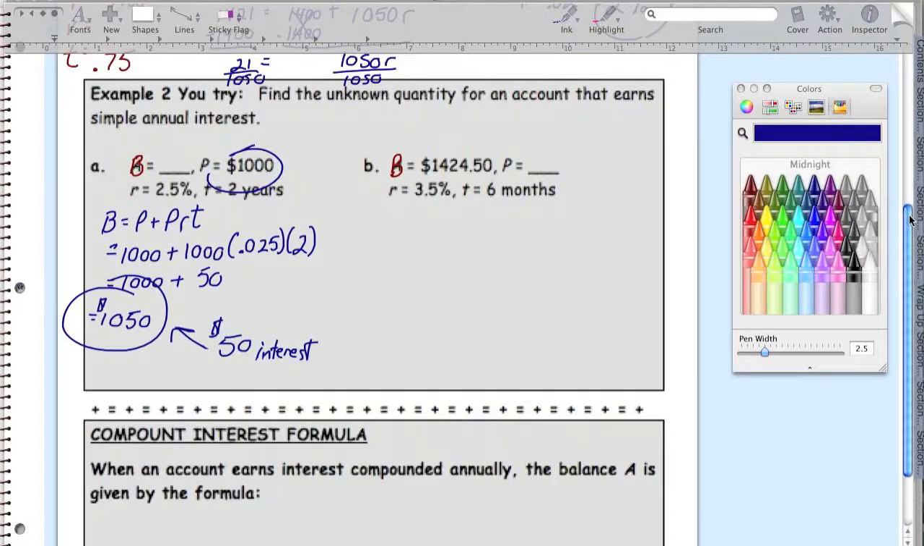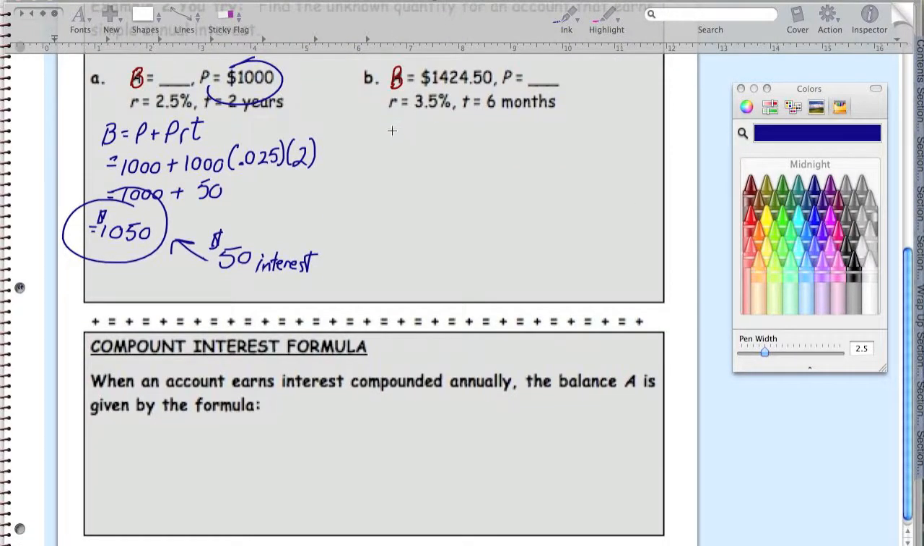All right, let's take a look at letter B. Again, starting with our formula, B equals P plus PRT. My principal, I don't know, but I do know the balance, so we'll start from left to right. 1,424.50. I'm going to knock off that 0 because it doesn't really do anything but take up space.